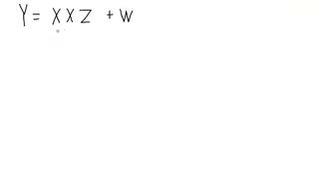In this problem here, we'll note that we have an x ANDed with an x. So anytime that you have a literal ANDed with itself, it's just the literal. So x ANDed with x is simply x. So we have x then ANDed with z and then ORed with w, and that's as simple as we can get this one.